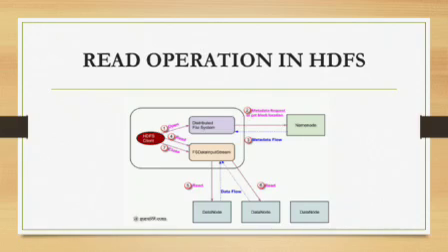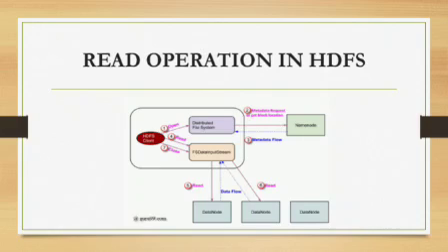A client initiates a read request by calling the open method of the file system object. It is an object of type DistributedFileSystem. This object connects to the name node using RPC and gets metadata information such as the location of blocks of the file. Please note that these addresses are of the first few blocks of a file. In response to this metadata request, addresses of the data nodes having a copy of that block are returned. Once addresses of the data nodes are received, an object of type FSDataInputStream is returned to the client.